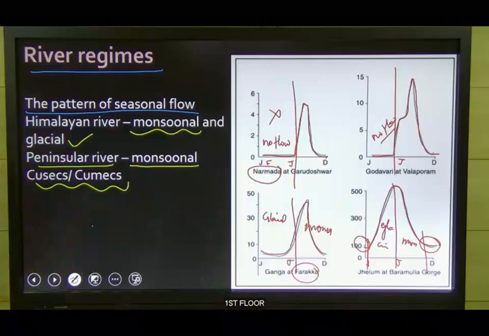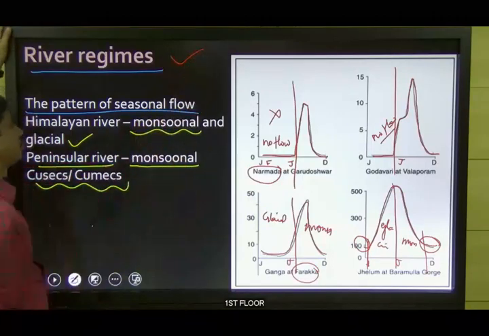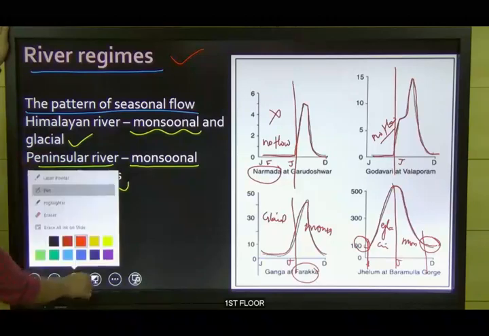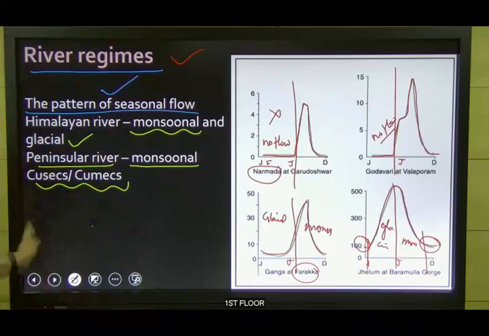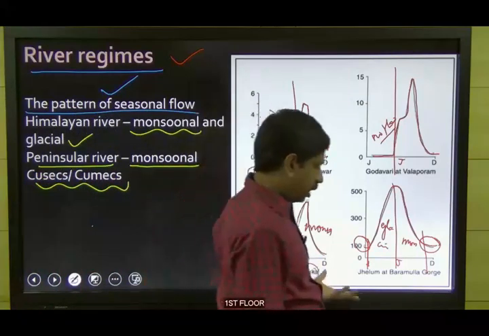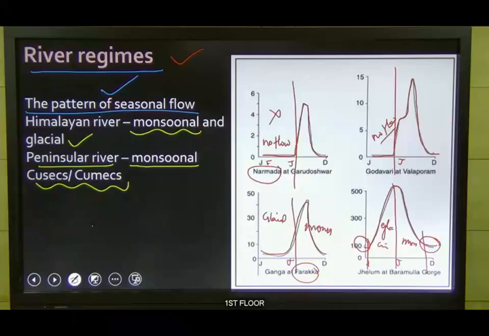Okay, this is known as regime, river regime. River regimes explain the seasonal pattern of flow in a river. There can be a mains question based on this. Particularly they can ask you to differentiate between Himalayan and peninsular rivers based on the river regimes. You need to explain the glacier, the monsoon, with graphs and all. Okay, any doubt so far?